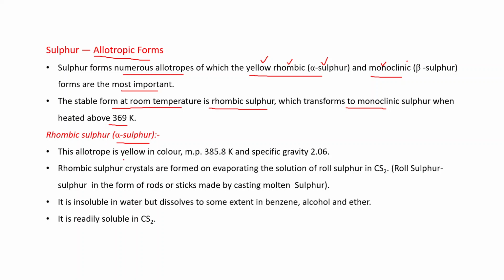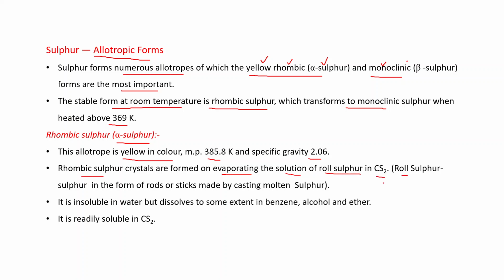First come to the rhombic sulfur, that is alpha sulfur. This allotrope is yellow in color. Melting point is 385.8 Kelvin and specific gravity is 2.06. Rhombic sulfur crystals are formed on evaporating the solution of rolled sulfur in carbon disulfide.